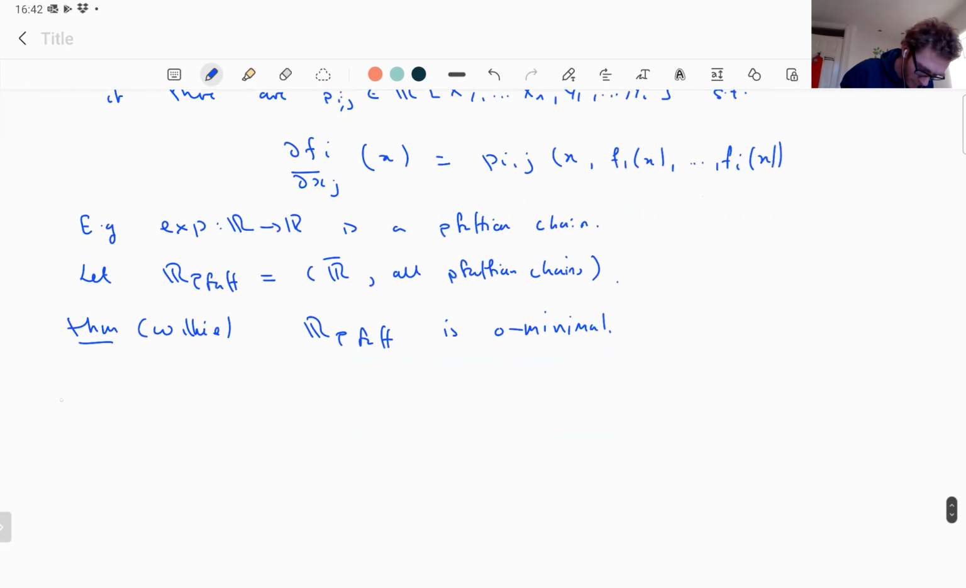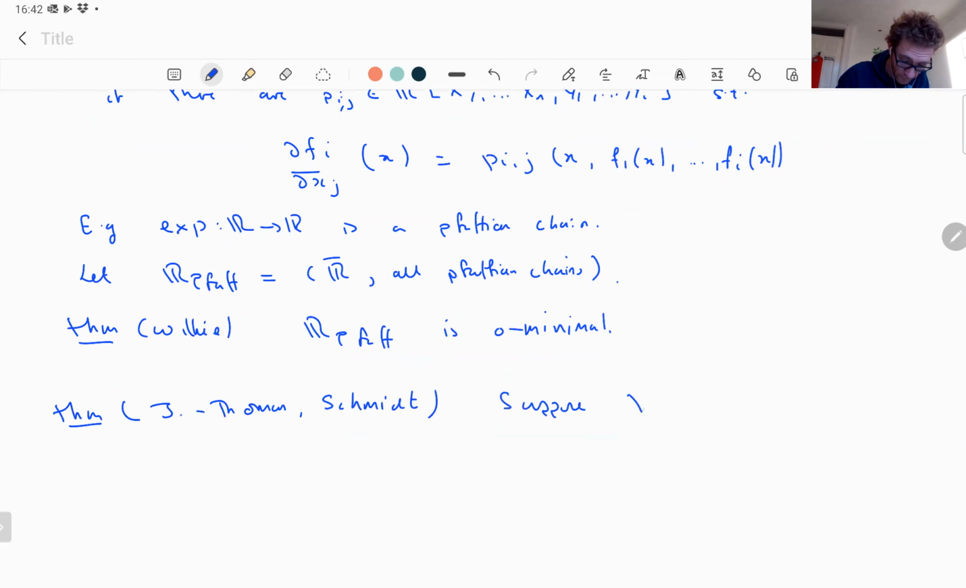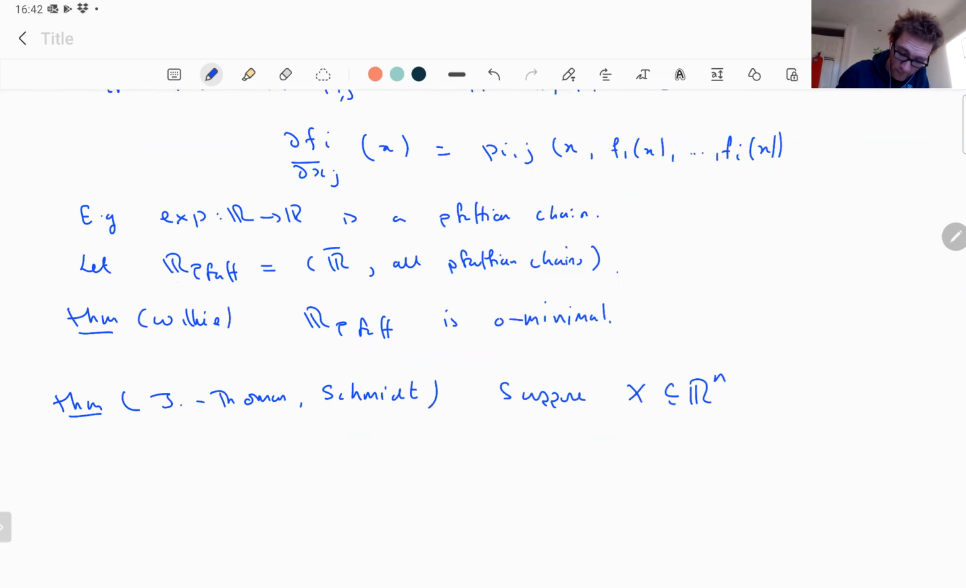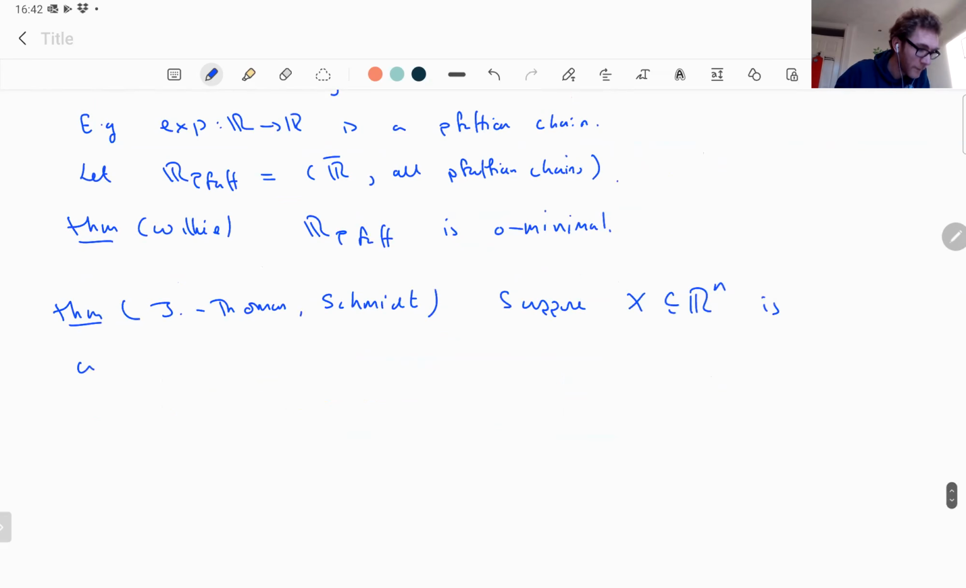So instead, we'll use the following. This is due to me and Margaret Thomas, except I'm going to state it in a form where it's modified in a way that Schmidt did. So what's it say? Suppose X is a surface that's both existentially definable in R_Pfaff and definable in R_an.